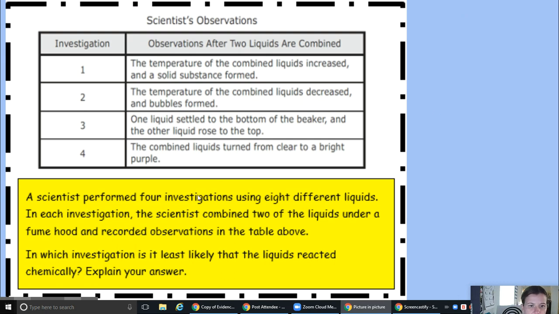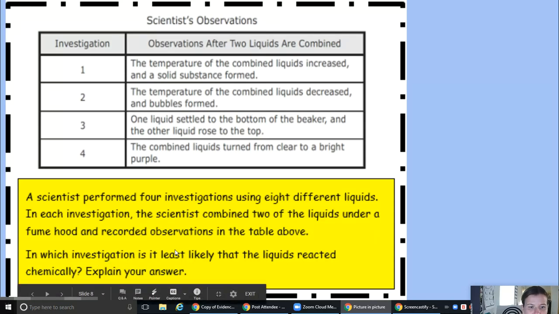A scientist performed 4 investigations using 8 different liquids. In each investigation, the scientist combined 2 of the liquids under a fume hood and recorded the observations in the table above.